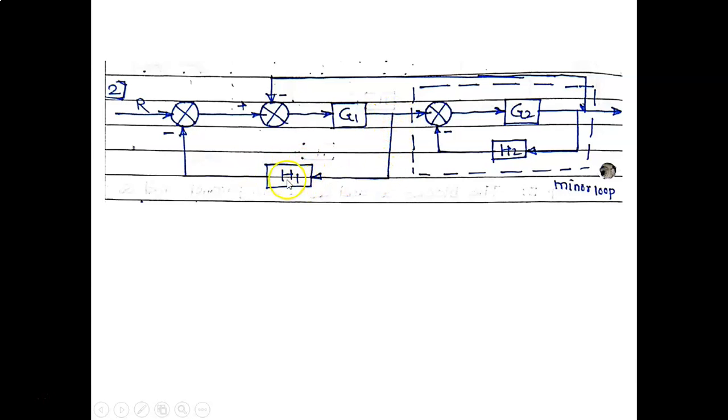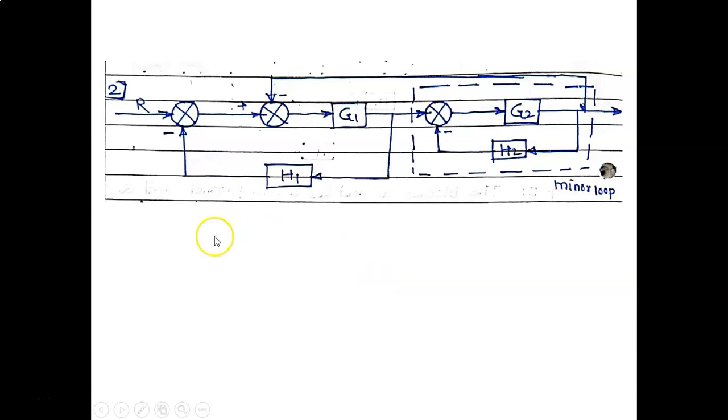This is the feedback element H1. Negative feedback is there. Again here, a summing point is there. Block G2 is there. Block H2 is there. And two takeoff points are there. One takeoff point is H2 through this summing point. Another takeoff point is to this another summing point.